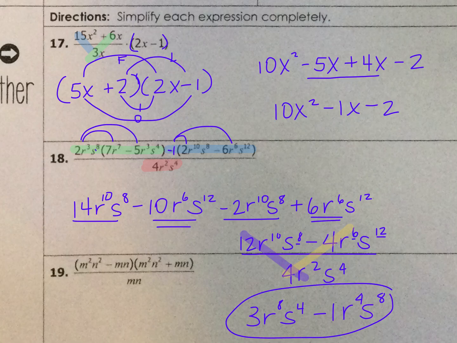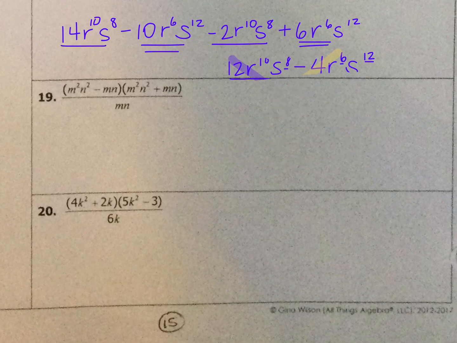Let's look at 19. I'm going to add a little b1 here, a little b1 here, a little b1, a little b1. That'll just help me. Okay, I'm going to work on the top section first, just on that, and I'm going to FOIL it because it's two binomials.